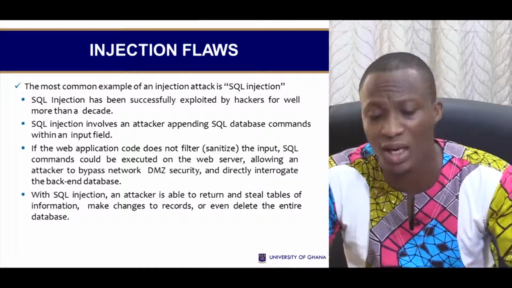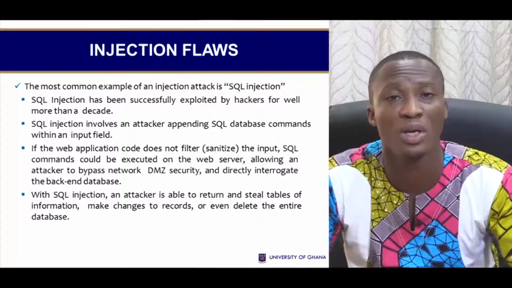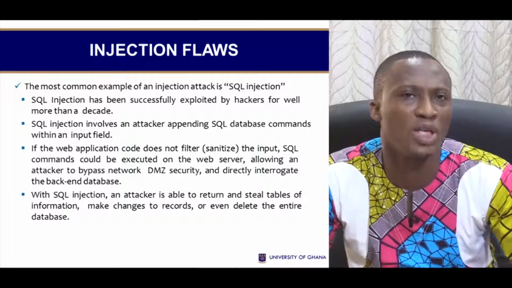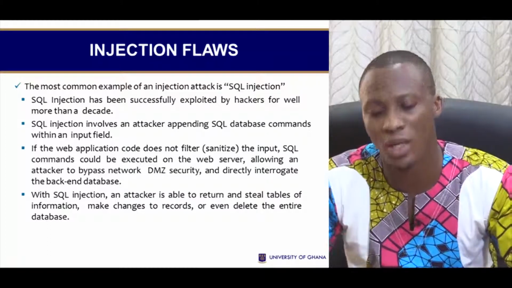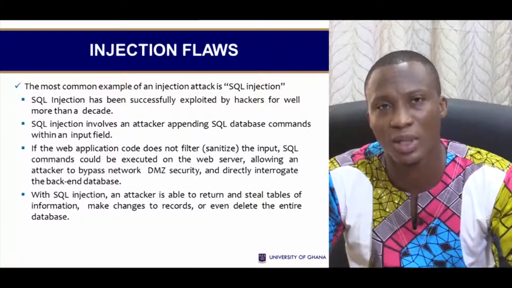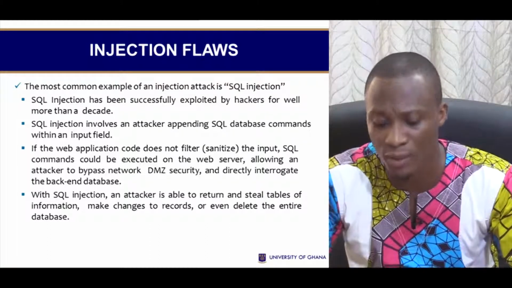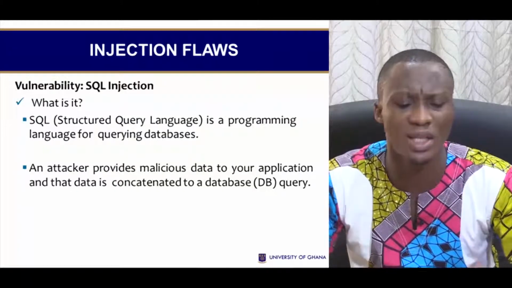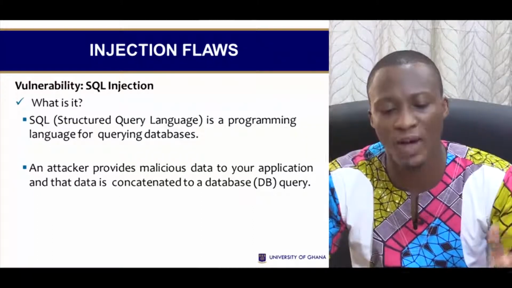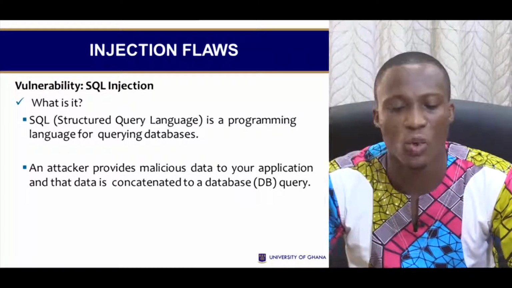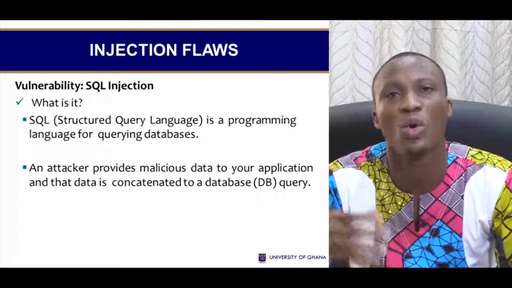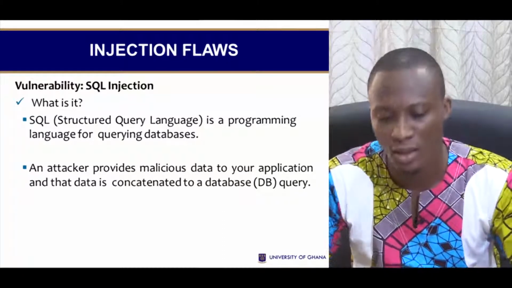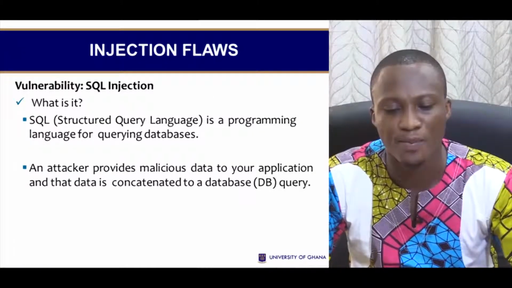With SQL injection, an attacker is able to retrieve and steal critical information from your database, to the extent of making changes to records and even deleting the entire database. So SQL injection is very critical as far as web application security is concerned. Now, what is this vulnerability? An attacker provides malicious data to an application, and that data is concatenated, or added, to the database query. Once that is executed, there is an error.